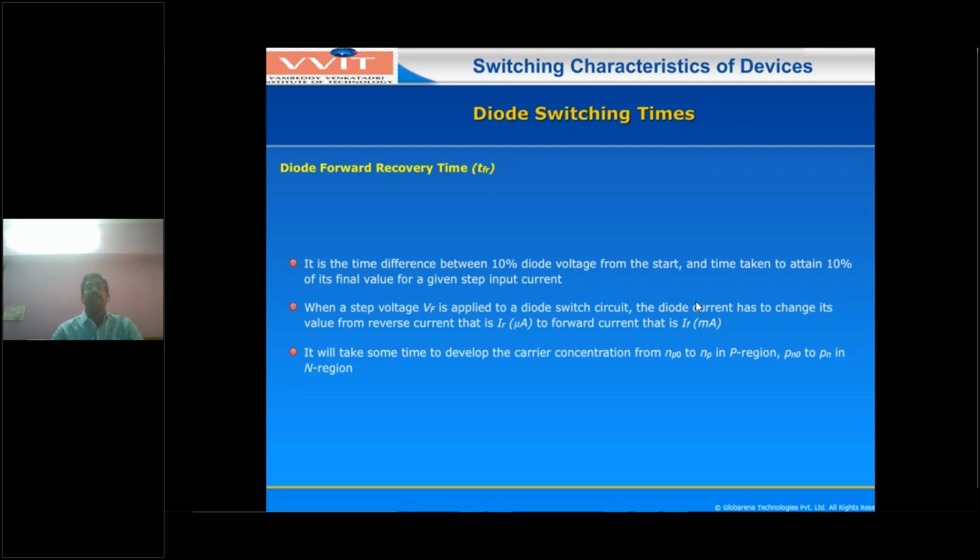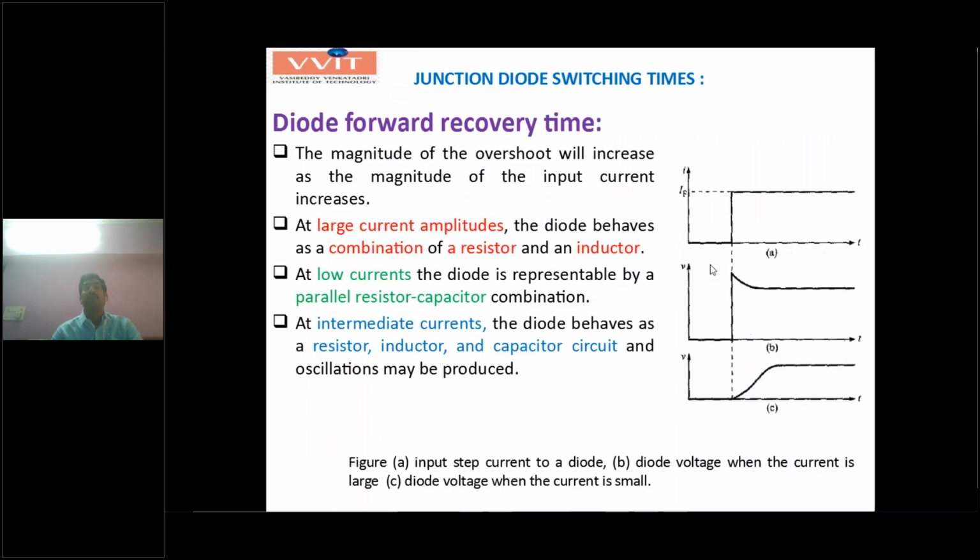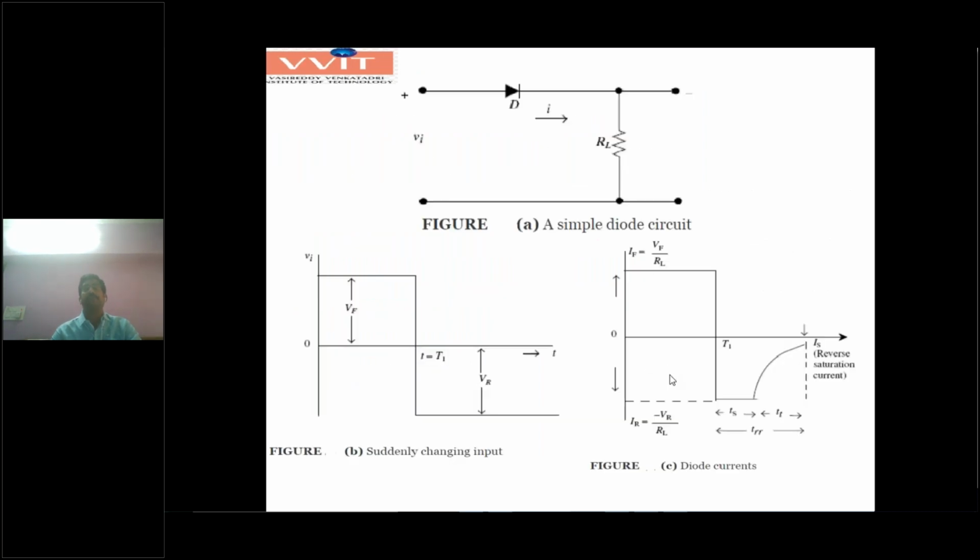So VF is the diode forward voltage you are applying, and this is the current waveform you are applying. A large overshoot comes because the input current is suddenly increased across the diode. With large currents, this combination is nothing but an RL circuit, so the diode acts as an RL circuit. When you apply low currents, a step voltage or step current of low values, this is a parallel RC combination. With intermediate currents, it is an RLC circuit, and then oscillation will occur. This is the forward recovery time and reverse recovery time.